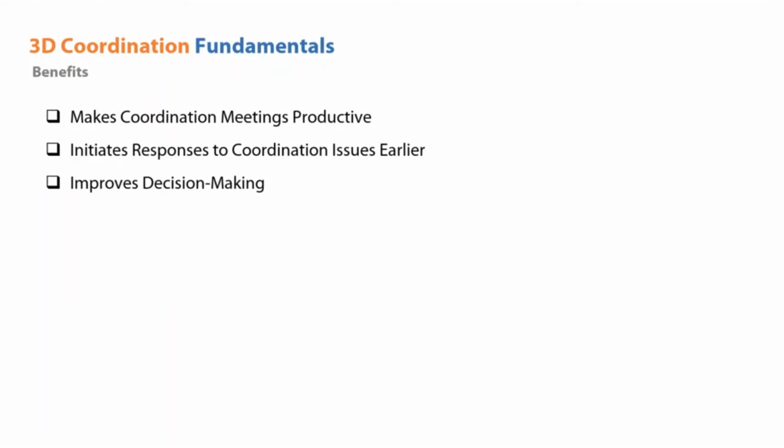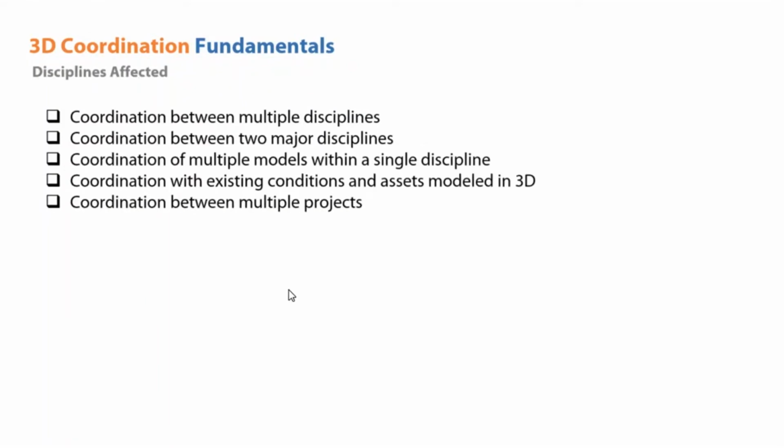So basically, in this 3D coordination process, the basic disciplines affected, we have to check the coordination between different disciplines, coordination between two or more major disciplines, coordination of multiple models within a single discipline, coordination with existing conditions and assets models in 3D, and even coordination between multiple projects.